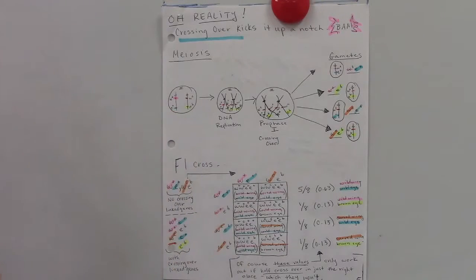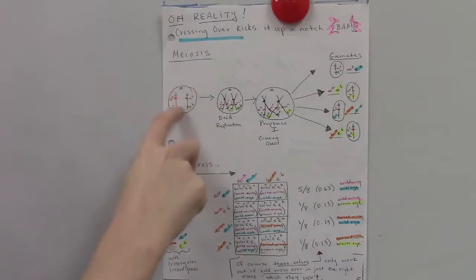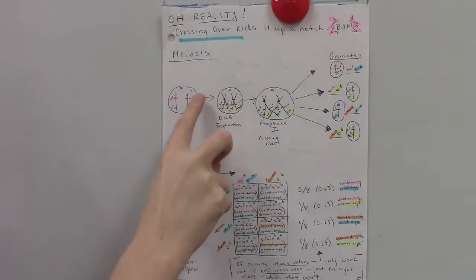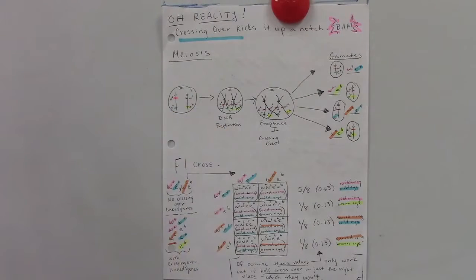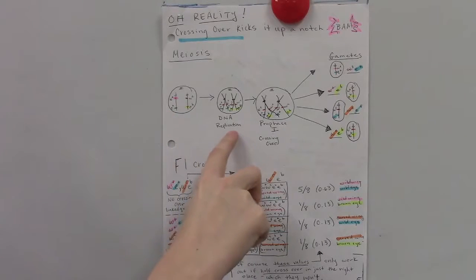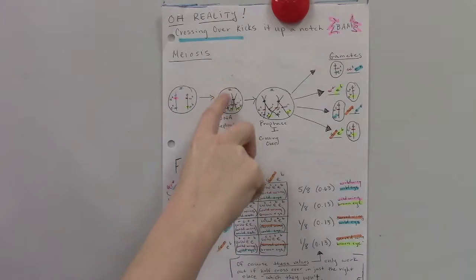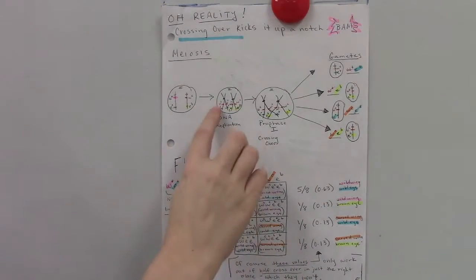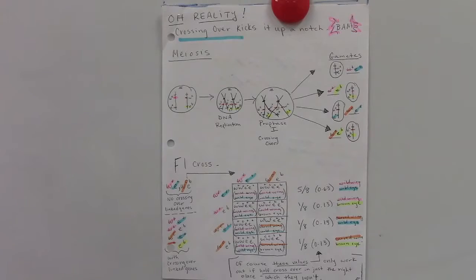So I'm looking here at chromosome number 2 only, right? One chromosome here has wild type for wings and eyes. The other chromosome 2 here has curved wing, brown eyes. And when it's time for meiosis, first thing that happens, the DNA replicates. So now I've got 2 sister chromatids for each chromosome hooked together.